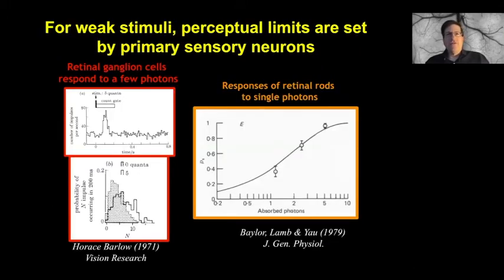By the 1970s, the perceptual limits on weak sensory stimuli had been located in the primary sensory neurons, for example, in the retina, the photoreceptors. And it was also shown by Horace Barlow and colleagues, here's some example data, that retinal ganglion cells can respond to even a few photons. So there was the understanding fairly early on, decades ago, that for weak sensory stimuli, perceptual limits may be set, in fact, by primary sensory neurons and neurons just immediately downstream.